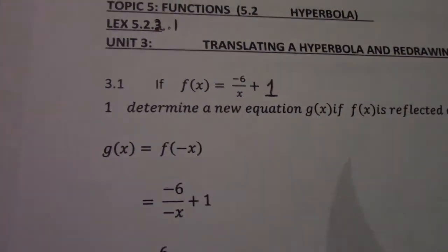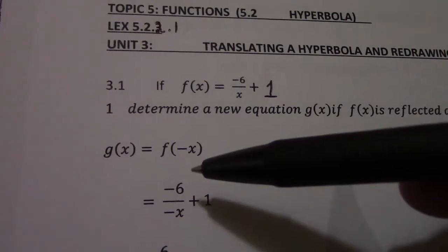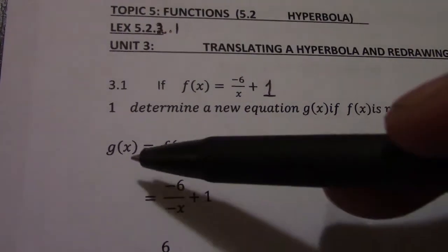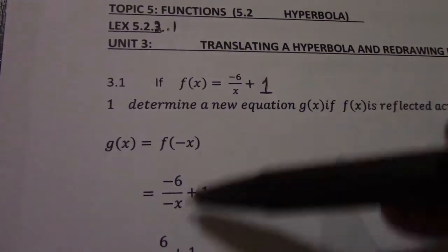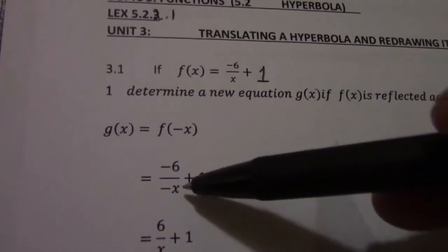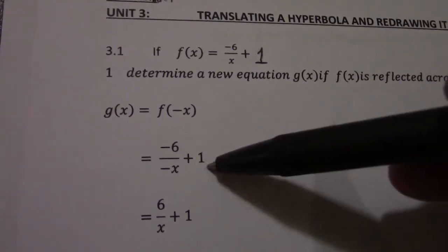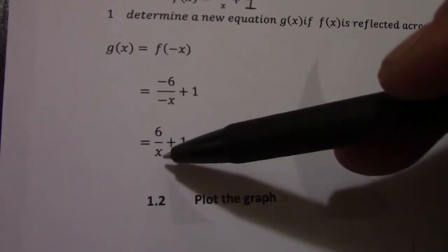So, reflection across the y-axis, by now you should know my x value must become negative. So g(x) becomes f(negative x). So wherever I have x, I substitute in now with negative x. So minus 6 over negative x plus 1 becomes 6 over x plus 1. We had to plot the graph.